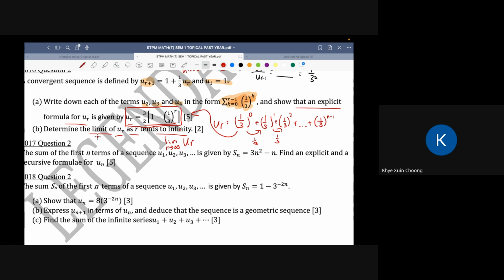So it is just the limit of UR as R tends toward infinity. You have the formula of UR, you just take the limit as R goes to infinity. You should do this. If you know how to do this, even if it is only 2 marks, it is easy, so you should do it.